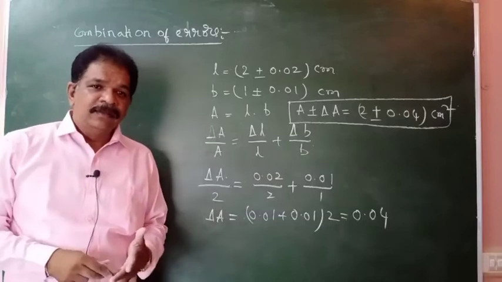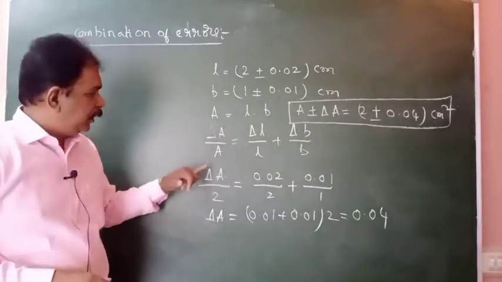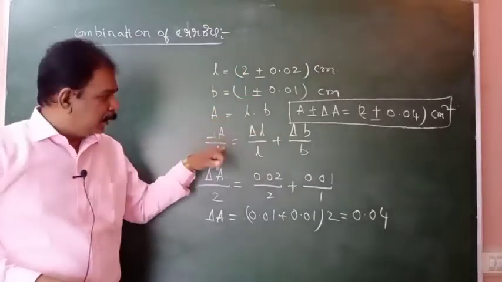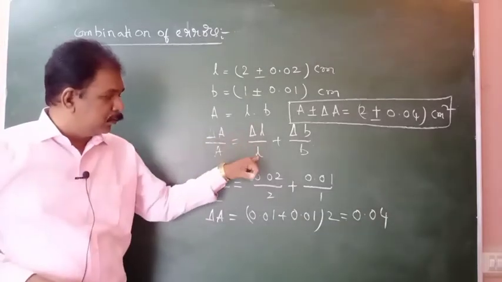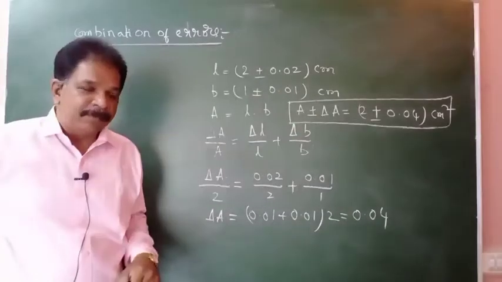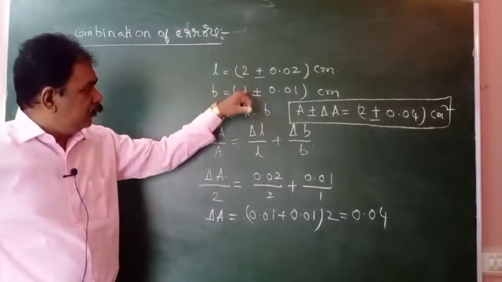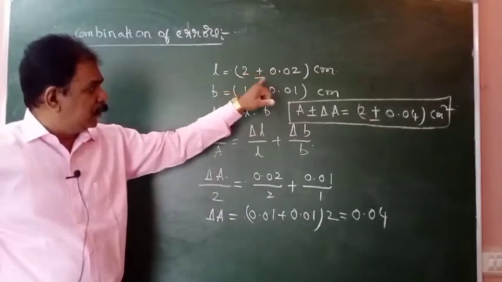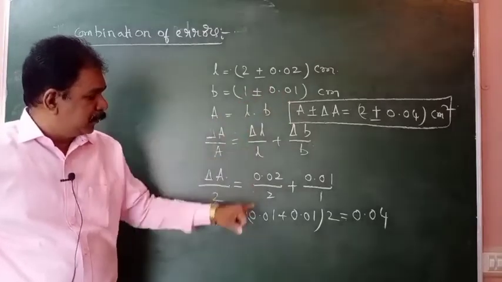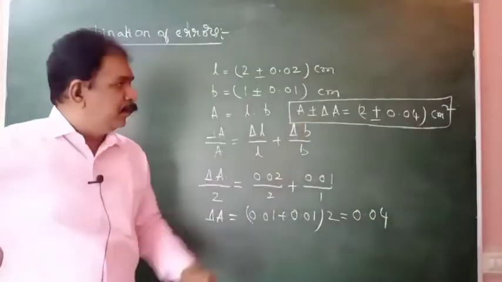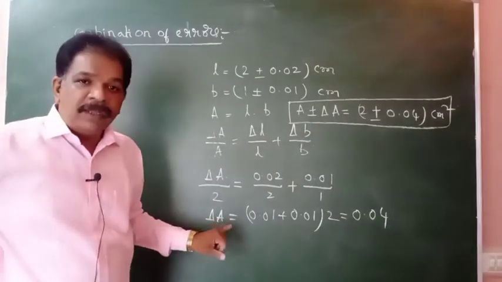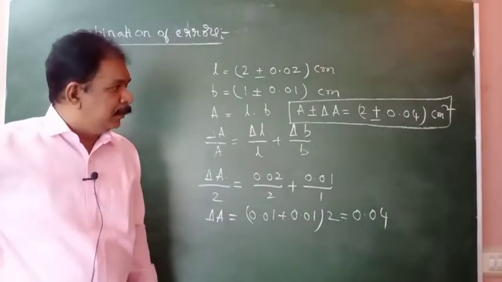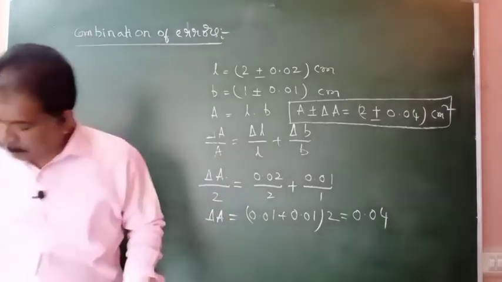If they gave length, if they gave breadth, find the area means, area directly we can calculate, 2 into 1. For error, delta A by A is equal to delta L by L plus delta B by B. From that, area value 2 into 1, I wrote here instead of A, delta L this one, L this one, delta B this one, B this one. So finally we got the area with the error we calculated: 2 plus or minus 0.04 centimeter square. Like this problems will be there.